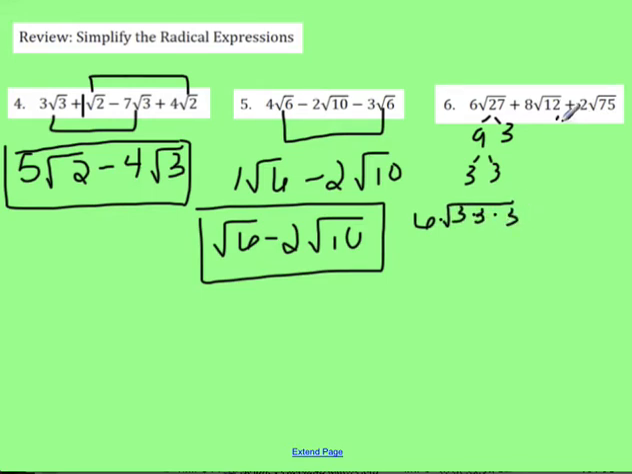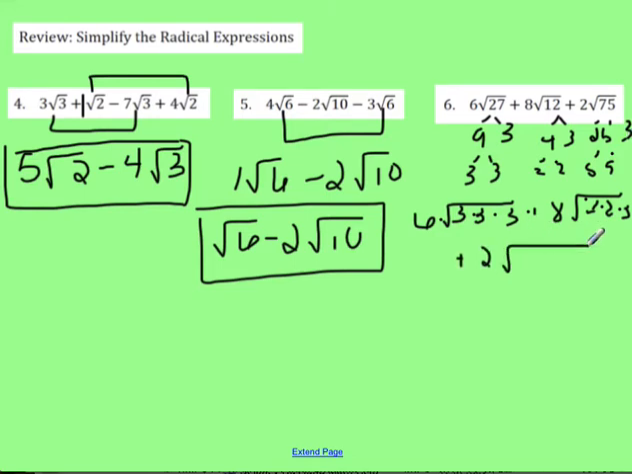And then I'm going to go ahead and break down 12 into 4 and 3, and then 4 I can break down to 2 and 2. So then I'm going to have 8 times the square root of 2 times 2 times 3. Then for 75, I can break that down into 25 and 3, and 25 breaks down to 5 and 5. So then I'm going to have 2 times the square root of 5 times 5 times 3.